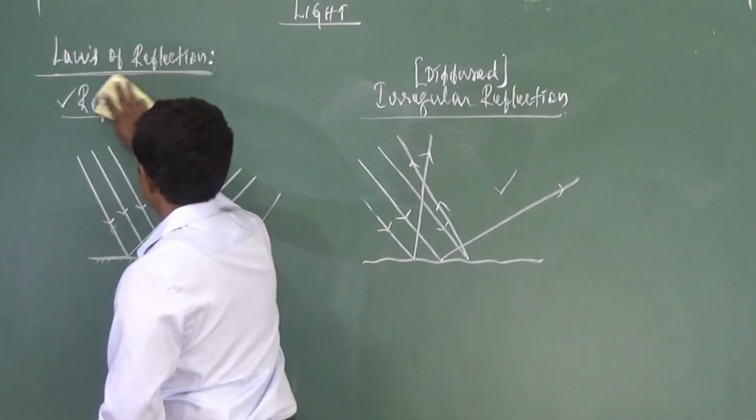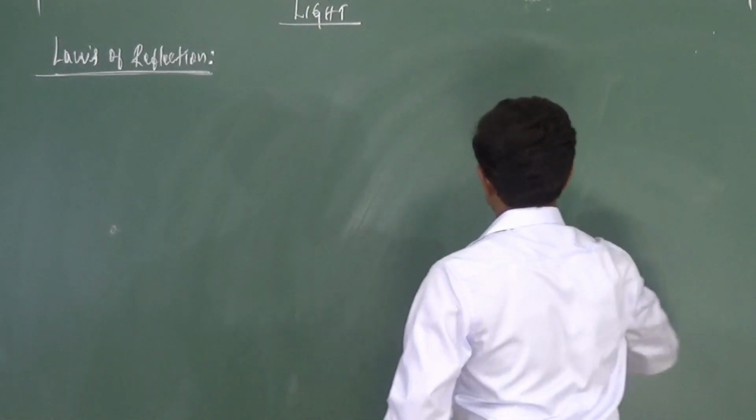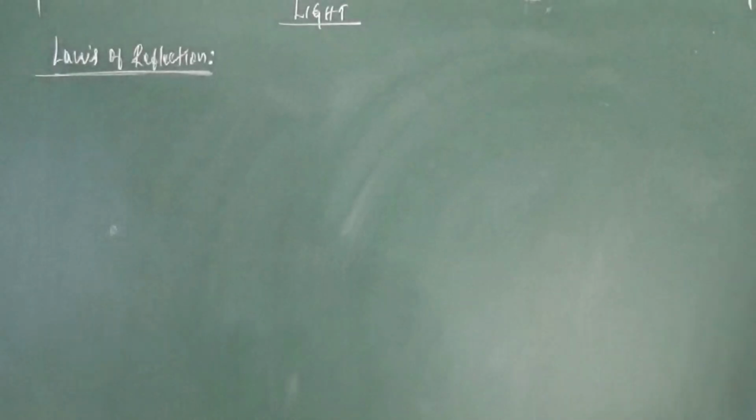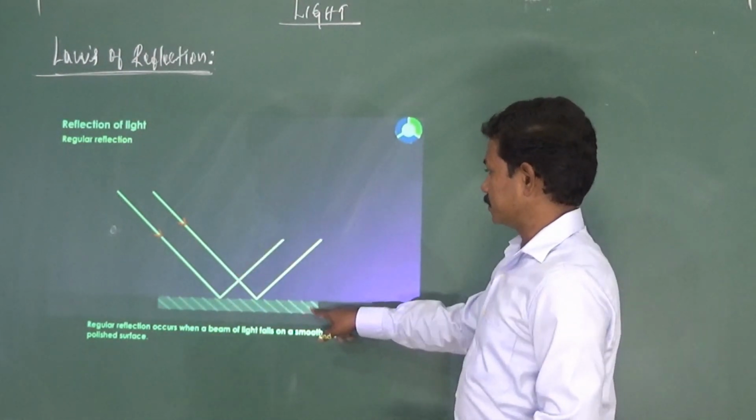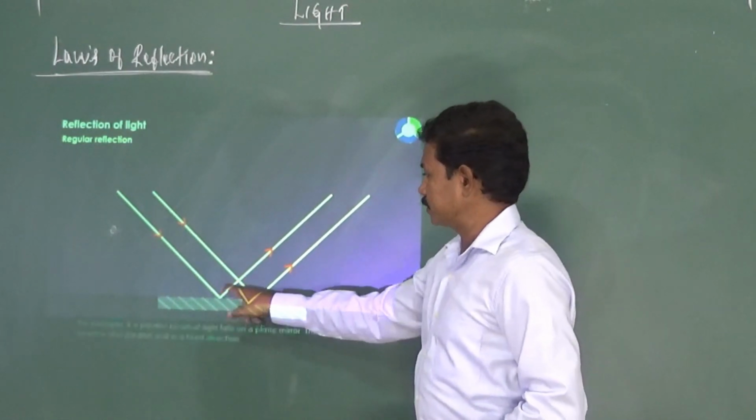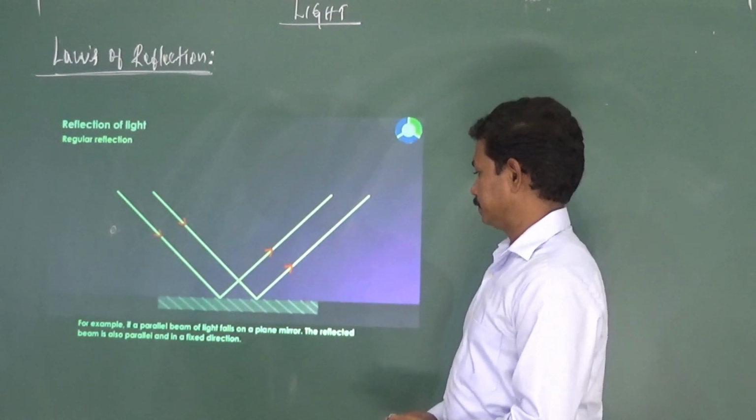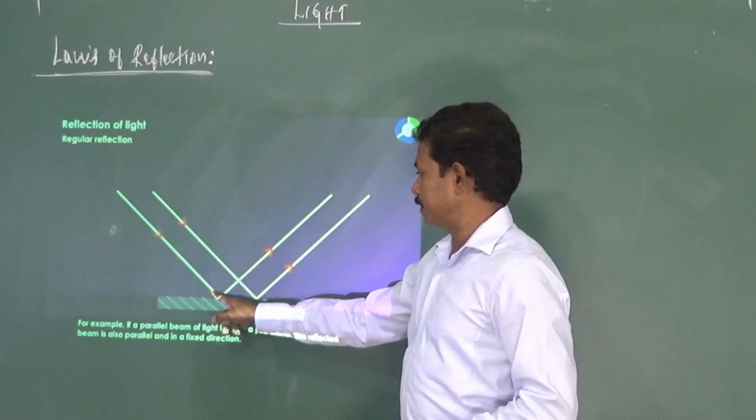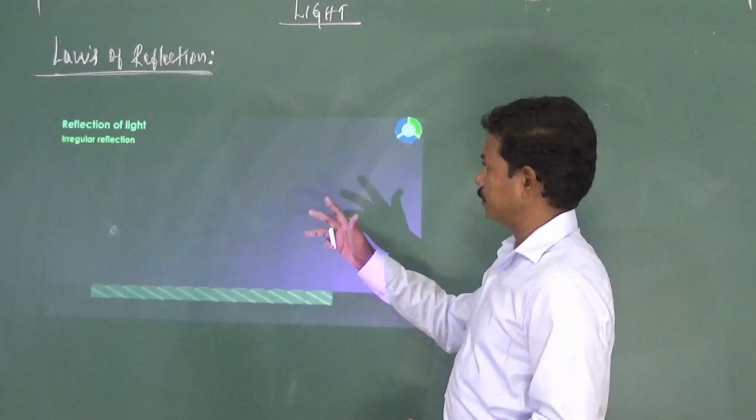Okay, let us see a small video on this. I hope you will enjoy it. So this is the reflecting surface, with parallel light rays. Before incidence they are parallel, after reflection also they are parallel. Both lines are parallel here before reflection, and after reflection also they are parallel to each other. Therefore it is a regular reflection.